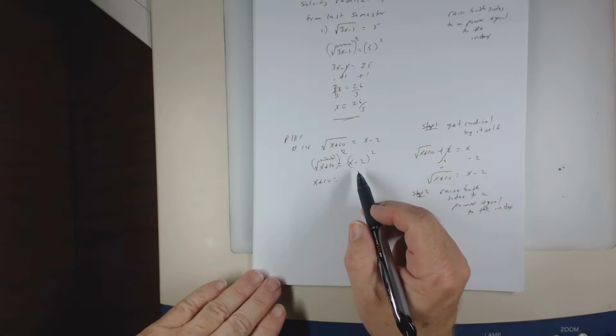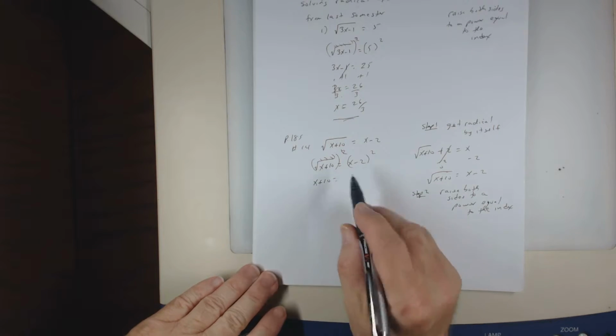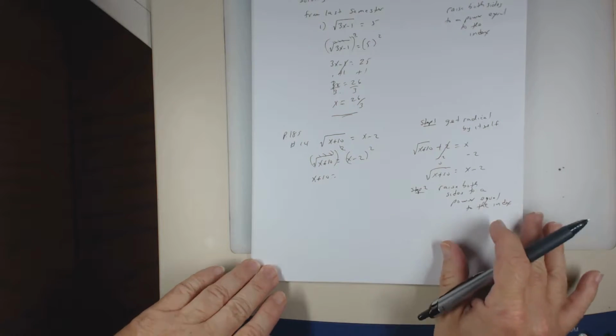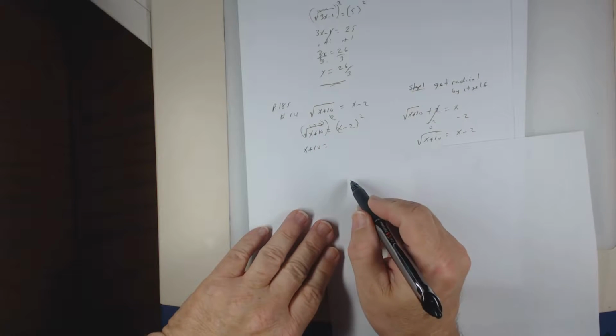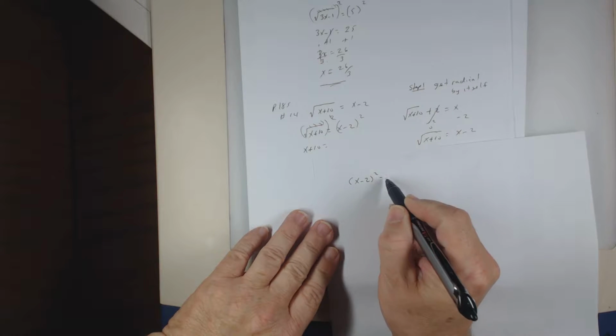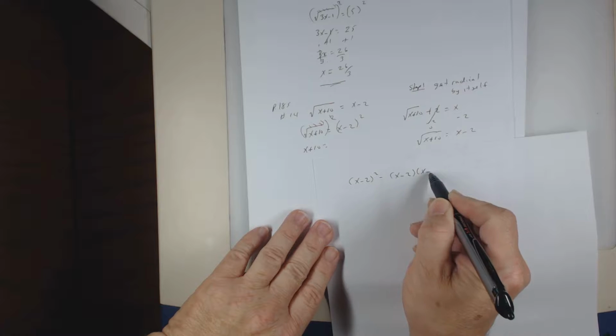Okay, so you're squaring a binomial, correct? And so remember, go off to the side and kind of figure out what that is. So I'm going to go to the next page. Just do this on the next page. So really, this x minus 2 squared means x minus 2 times itself.